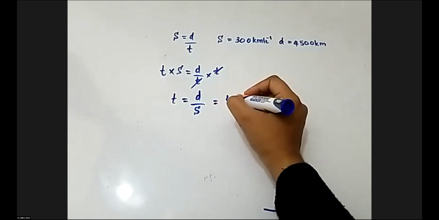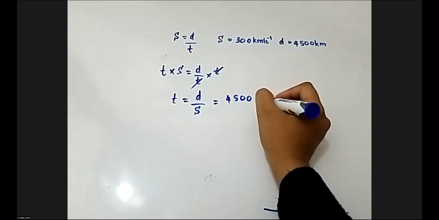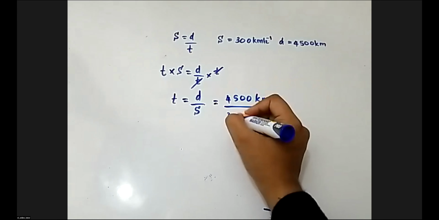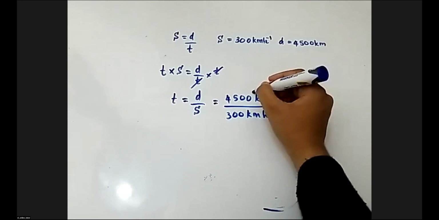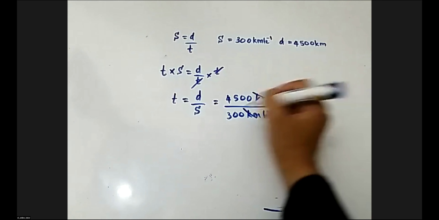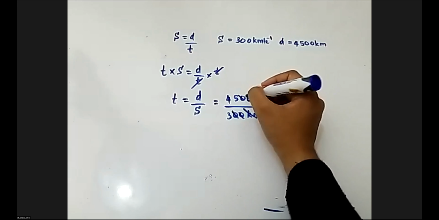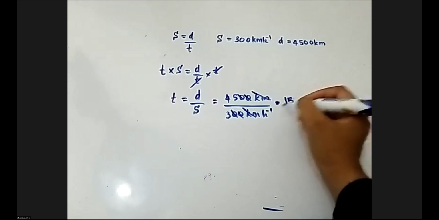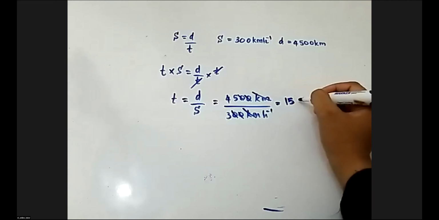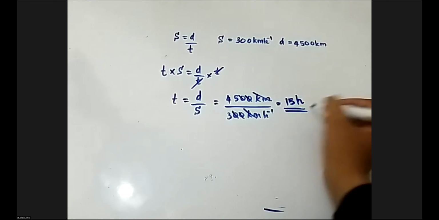Now, distance is 4,500 kilometers. Speed is 300 kilometers per hour. Kilometer and kilometer cancel. 0, 0, 0, 0. 45 divided by 3, you are getting 15. Per hour, when it comes to the top, it becomes hour.